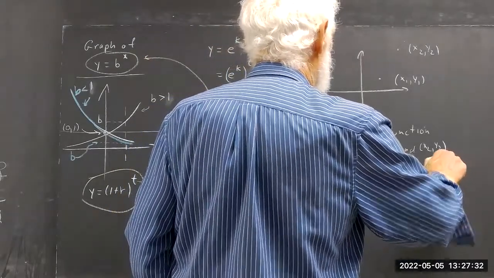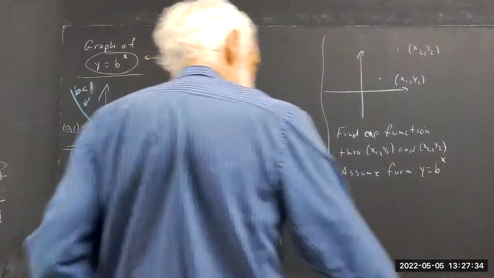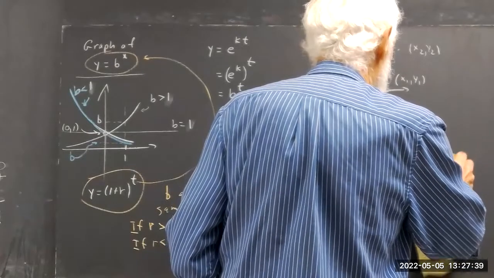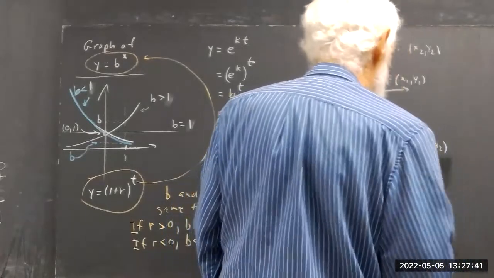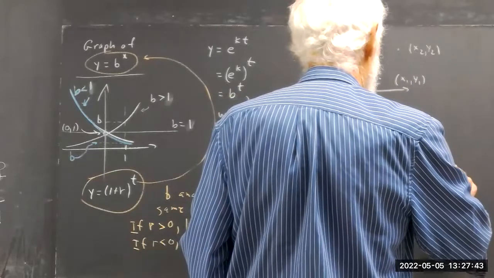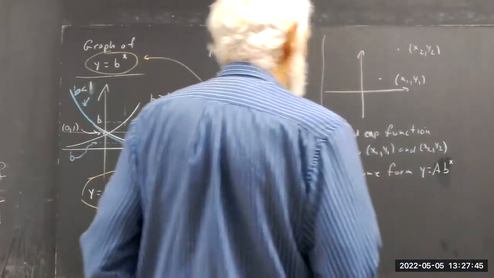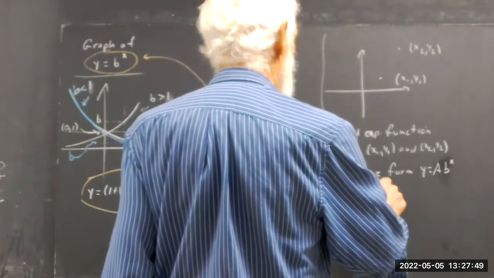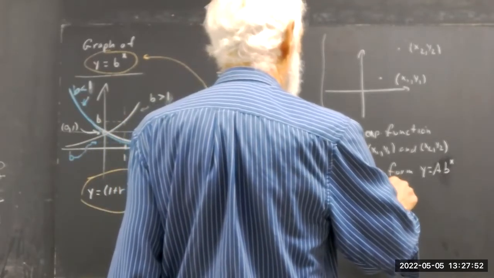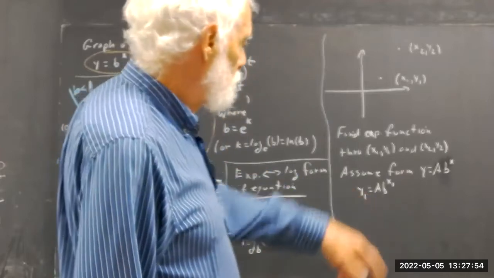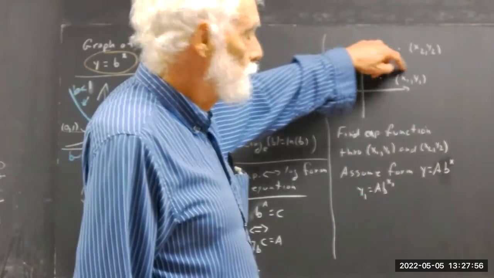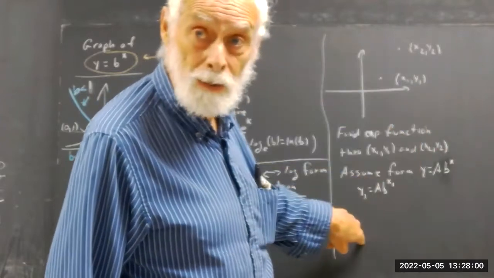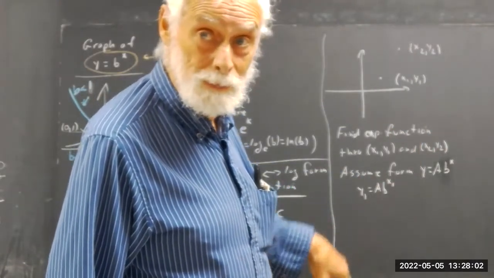The easiest representation, and I can write my constant in there, is a b to the x. Then you get y1 equals a b to the x1. Well, in other words, whatever these two numbers are, the first one goes in for x, the second one goes in for y, and you get an equation.